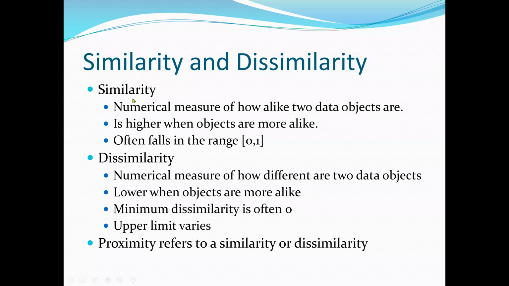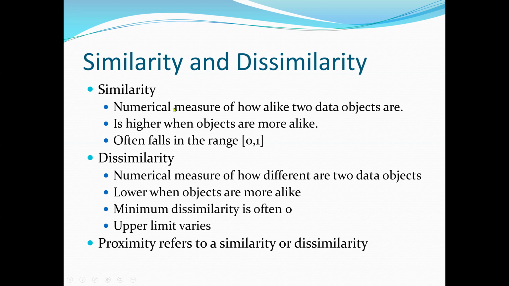First we start with similarity. Here we say similarity is the numerical measure of how alike two data objects are. The concept is the same as cluster algorithm. If we have two data sets or two values that are similar, they will be clustered together. Items that are similar will be in one cluster. Items that are dissimilar will be in different clusters.